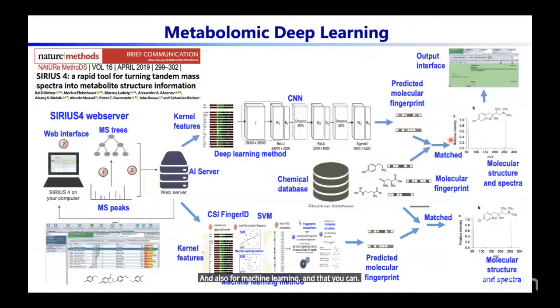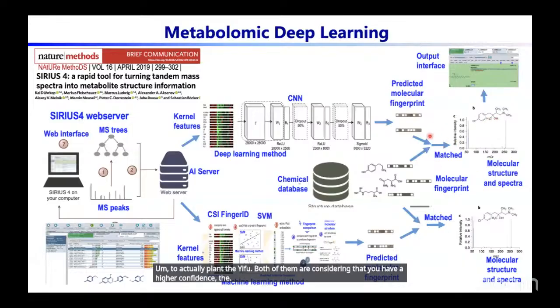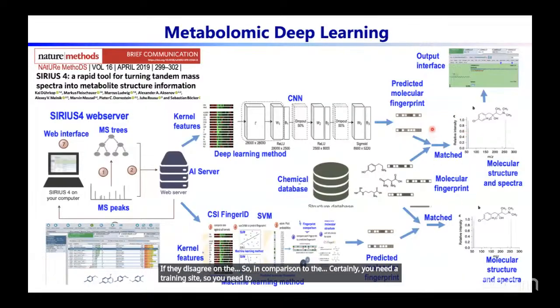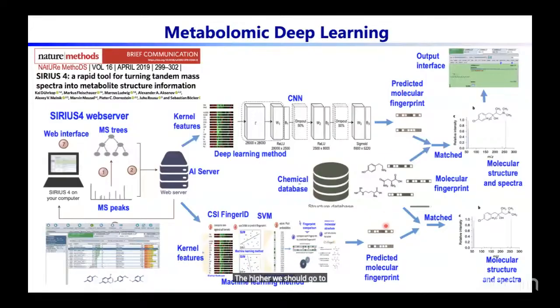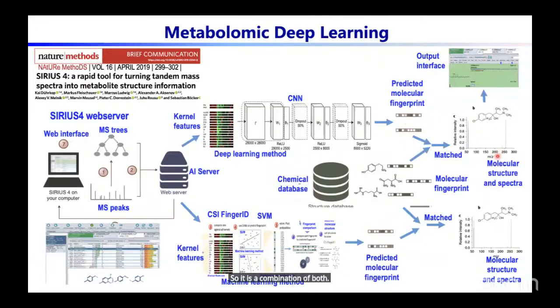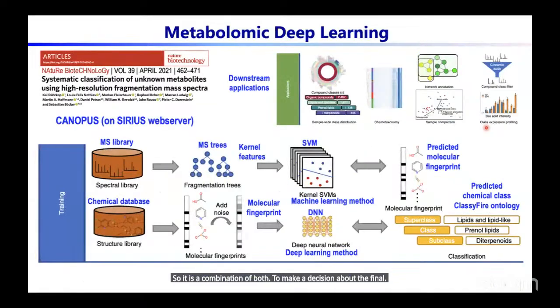Then you can combine the wisdom of the two. For instance, if both of them are consistent, you have a higher confidence that the generated molecule is really the metabolite you are looking for. If they disagree, certainly you need a training set to assign the different weights, whether the higher weight should go to CNN or go to SVM. It depends on the training set. So it is a combination of both to make a decision about the final outcome. Okay.